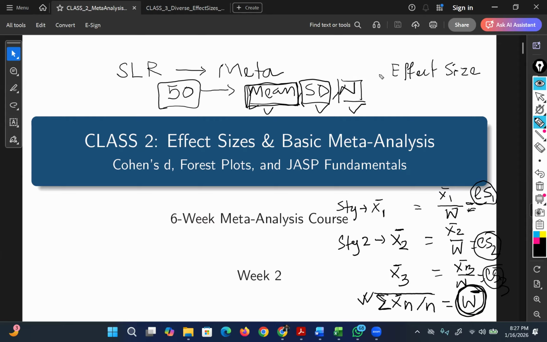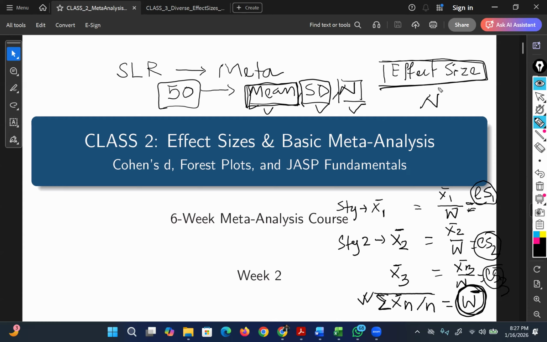And why do we need this? Because, as I told you, we need a common ground to calculate the homogeneity or heterogeneity of the studies. Whether these studies are homogeneous or heterogeneous, we can only find out if we first calculate the effect size and then we know the number of samples.